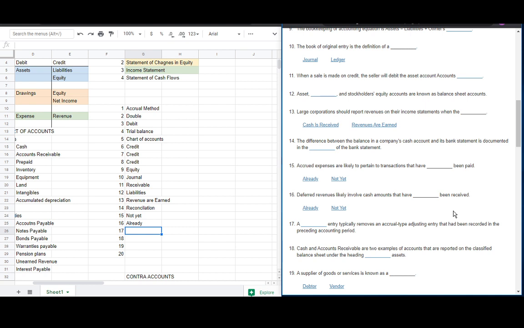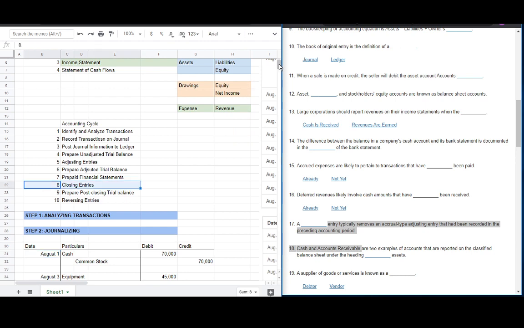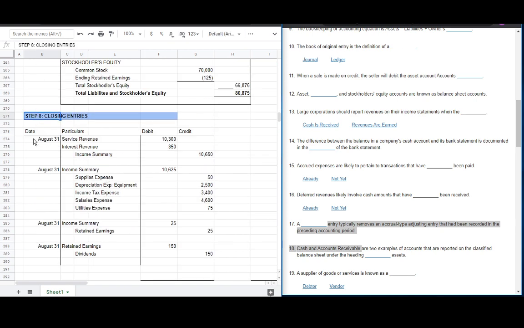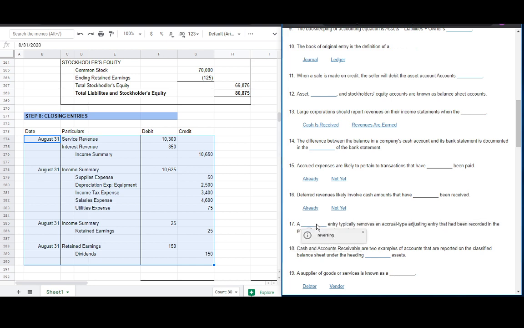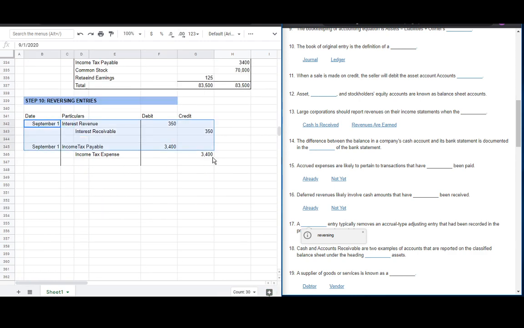So number 17, a blank entry typically removes an accrual adjusting entry that has been recorded in the preceding accounting period. This is closing entries. So what is a closing entry? It is the 8th step of the accounting cycle, where the accruals are removed. Reversing. Number 17 is reversing. It is my mistake. Reversing. It is the last step of the accounting cycle, and this is an example of an accrual revenue and accrual expense. It is reversed.